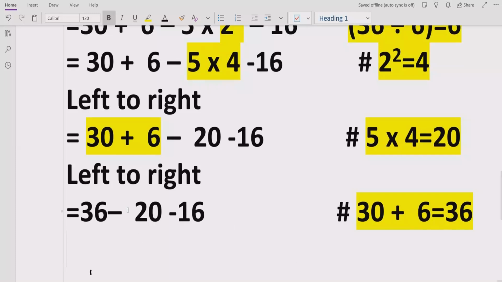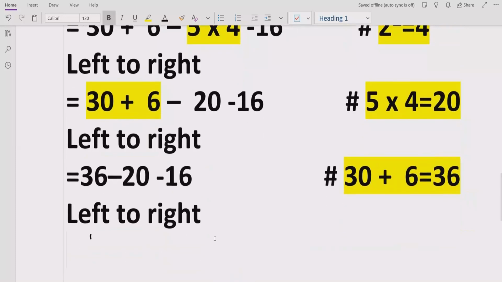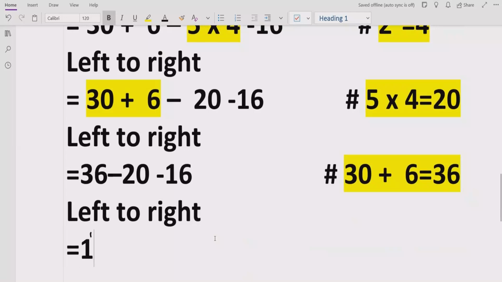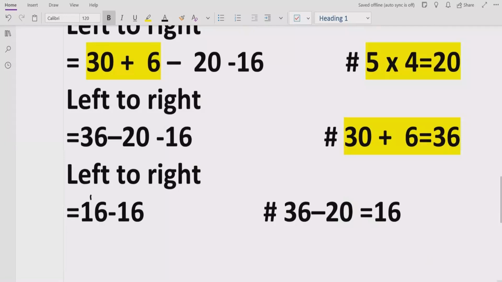Now we will move forward left to right again and see 36 minus 20, which is equal to 16, minus 16. Here we have only subtraction. So we will subtract these two terms, which is equal to 16. Again, we have two terms which are subtracting each other, and 16 minus 16 is equal to 0. The answer of this expression is 0.